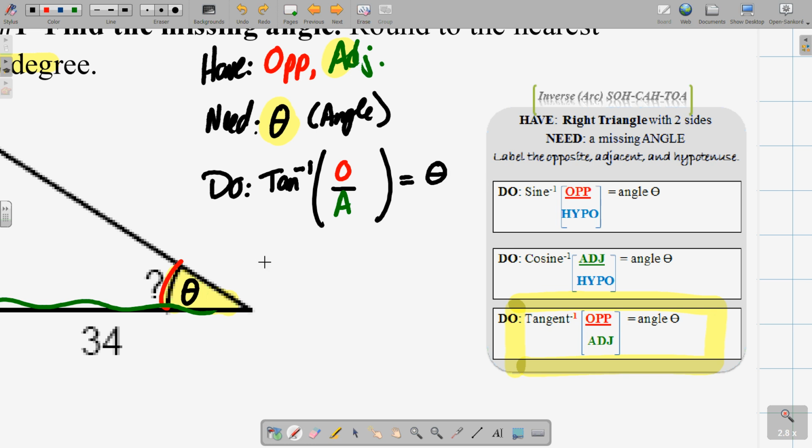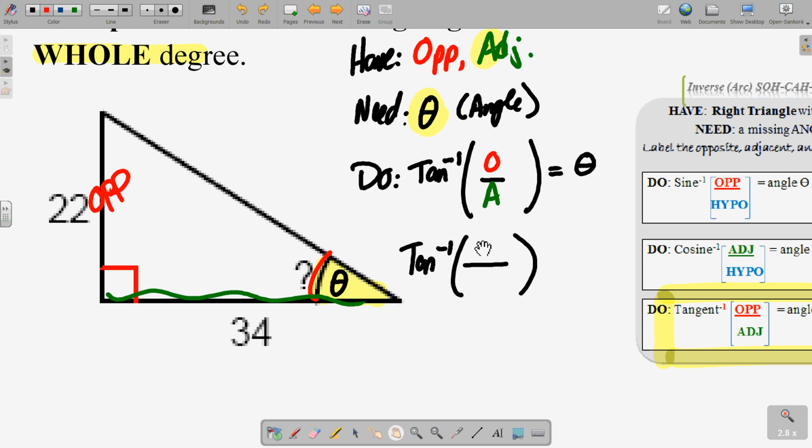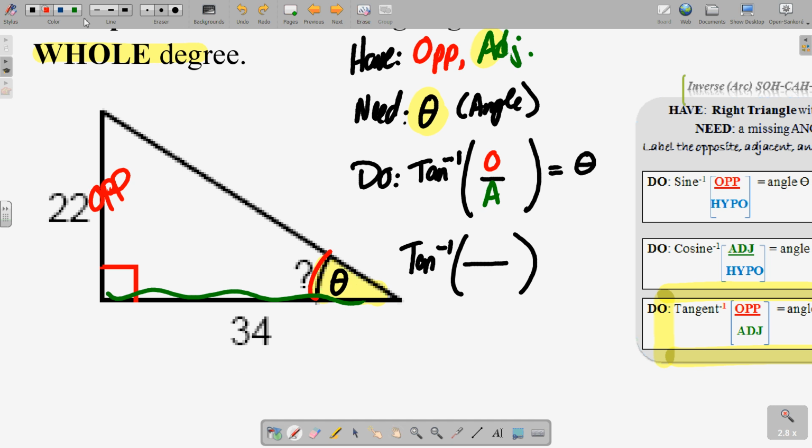So let's write out our information. Inverse tangent, parentheses. There's no equal sign. It's inverse tan of this ratio. In other words, you're taking the ratio and working backwards. Opposite, in this case, the opposite was 22, over the adjacent, which is 34, gives us your angle theta.